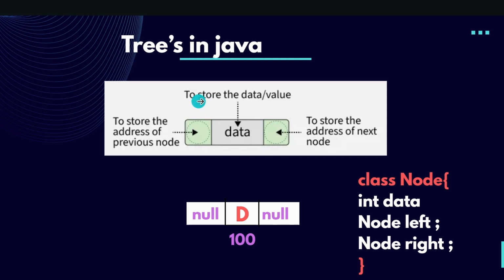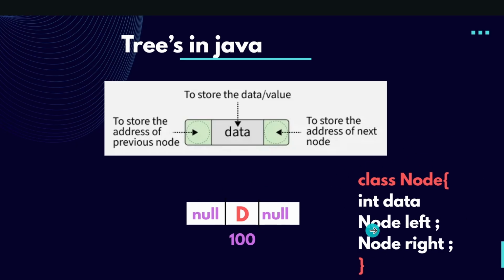You can see how to store the data or values. On the left side we have the previous node pointing data, and on the right side we have the next node pointing data. Currently this is the node. Inside this we have some data. On the right we have the right pointer, and on the left we have the left pointer. Sorry, this is the right pointer, this is the left pointer, currently initialized with null.